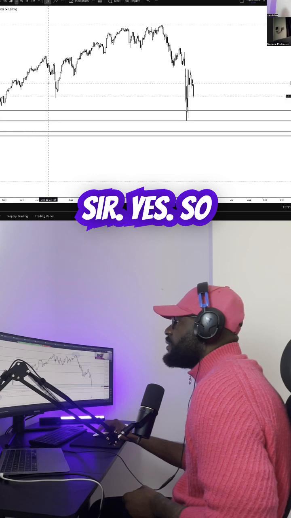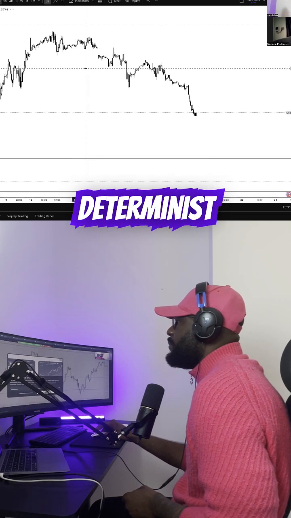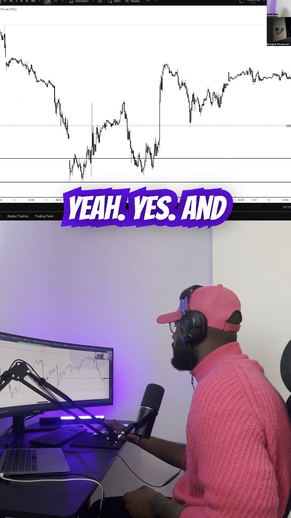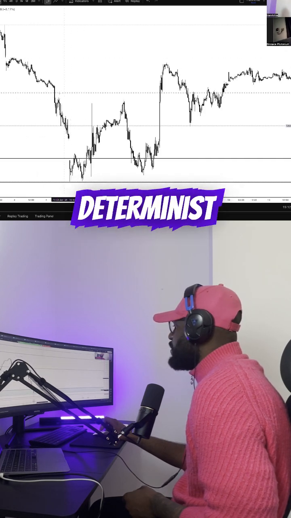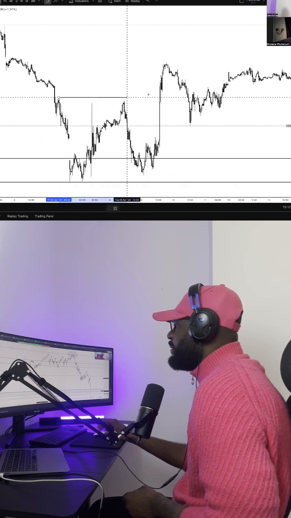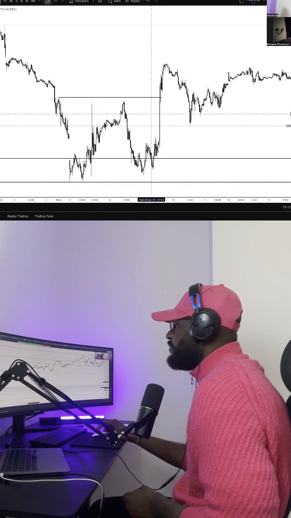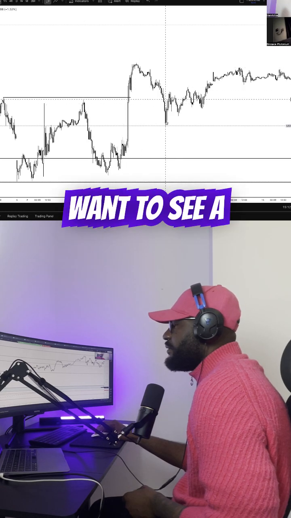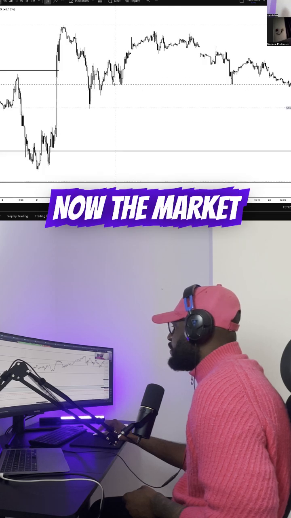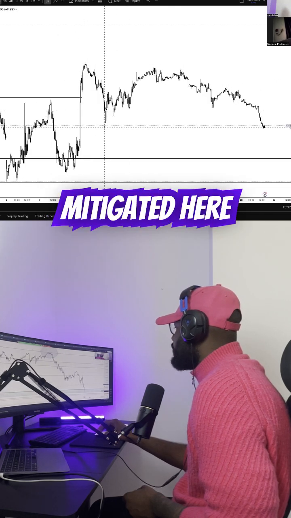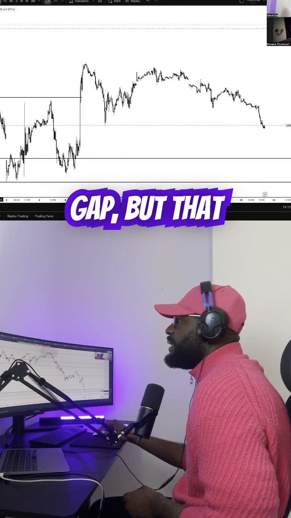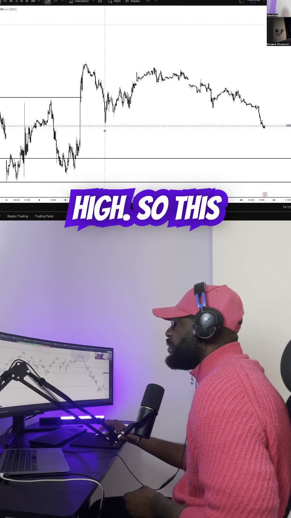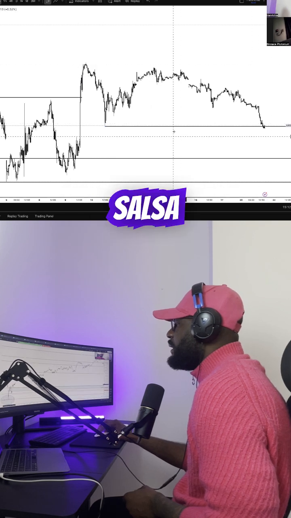So we can also use a 30 minutes break of structure. And right here is our 30 minutes high. So after this break of structure, we want to see a mitigation. Now, the market came down, mitigated here, this fair value gap, but that didn't end up taking us to a new all-time high.